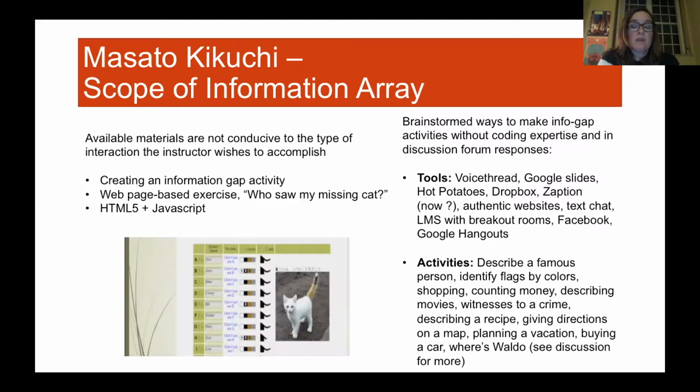A detective and witnesses to a crime. What did you see? What did this person see? Putting things together to see who committed the crime. Describing a recipe, giving directions on a map, planning a vacation, buying a car. Somebody even said, where's Waldo? So you can look at that discussion thread for this lesson on TED Ed to go into more detail about what people came up with to create these information gap activities.